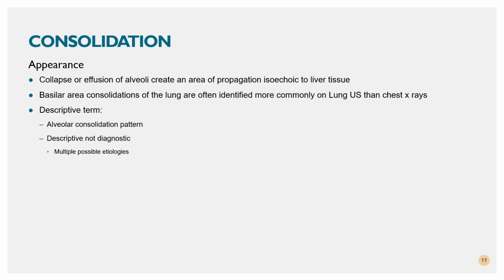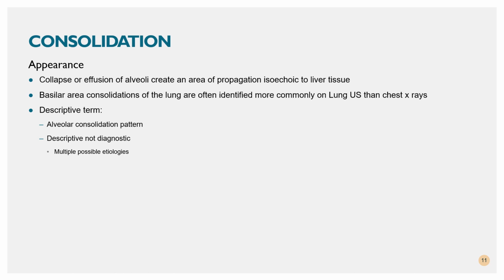So our consolidations are going to have a pretty typical appearance we talked about. The collapse or effusion of alveoli are going to create an area for propagation of sound isoechoic to the liver tissue. So we call this hepatization. If you see hepatization, or the appearance that the lung looks like liver, then you have to be suspicious that those alveoli are collapsing or, more accurately, retaining fluid.